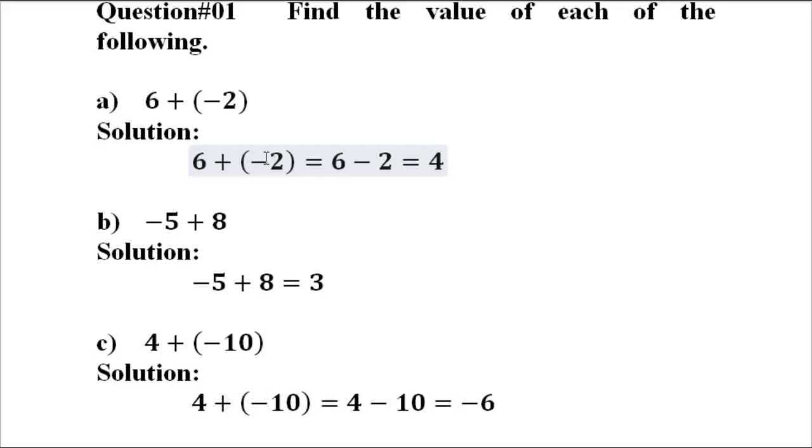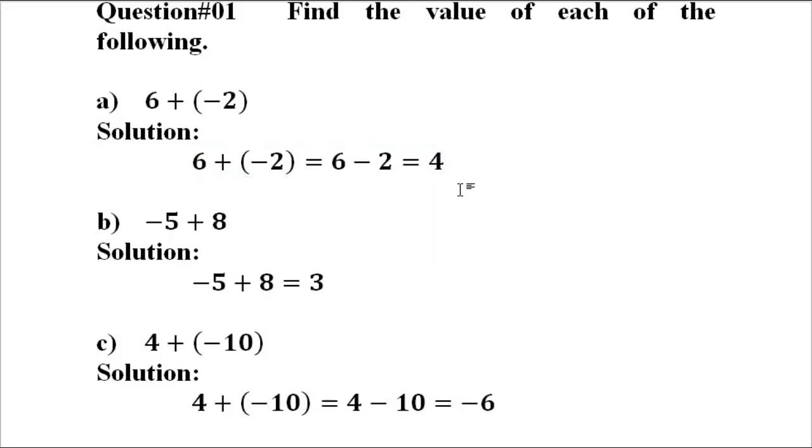We are adding two integers with positive and negative signs. The first integer, 6, is positive and the second integer, negative 2, is negative. Since we are adding two integers with unlike signs, let's take their absolute values, 6 and 2, and then subtract the smaller absolute value from the larger. The result takes the sign of the integer with the larger absolute value, which in this case is positive 4.